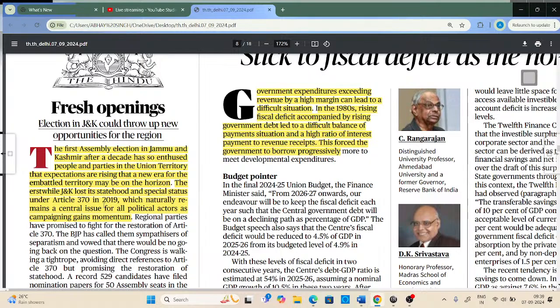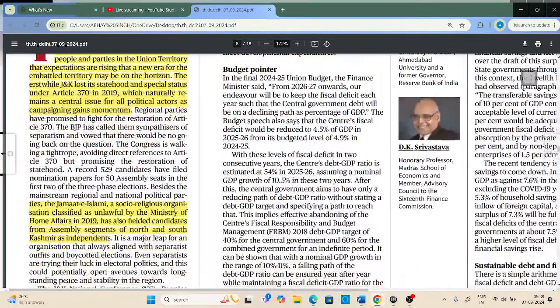Now, after the abrogation of Article 370, this is going to be the first election in Jammu and Kashmir. So there are a lot of expectations from the people of Jammu and Kashmir about how things are going to pan out for them. A lot of people and a lot of political parties are participating in these elections, which again and again reassures everyone that we are living in a democratic country.